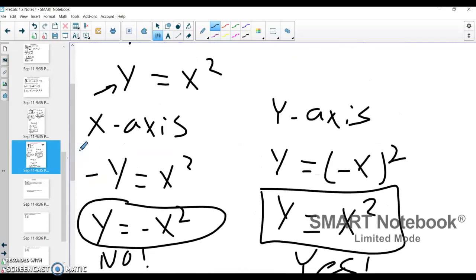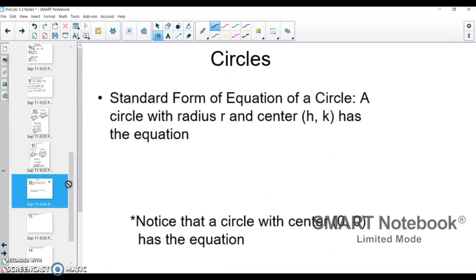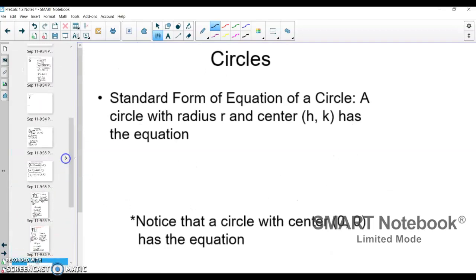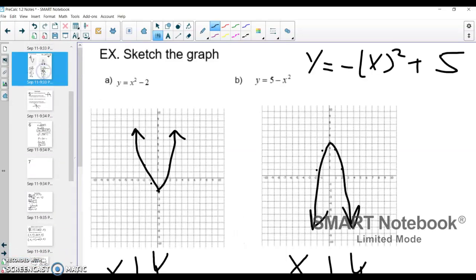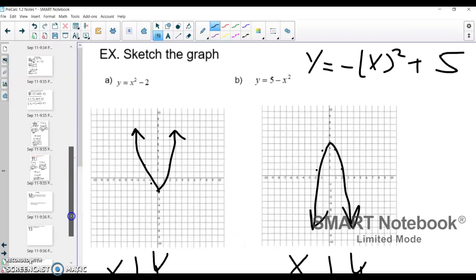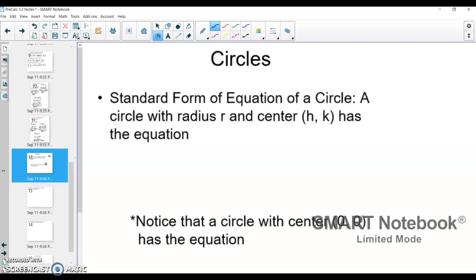And it is a parabola with that x squared. That is a parabola, so it makes sense that we have that symmetry, because if we go back up, it's kind of like what we had right here. Okay, moving on, we have circles.